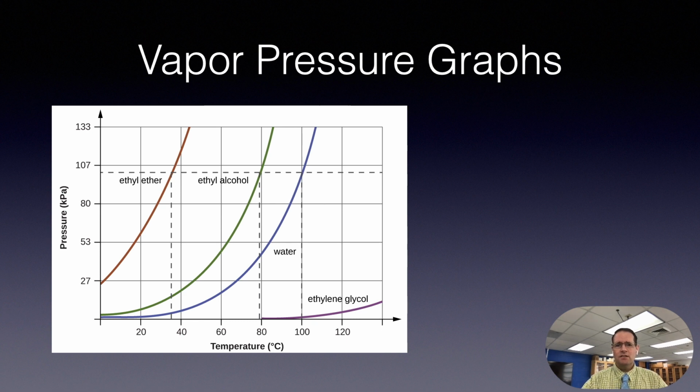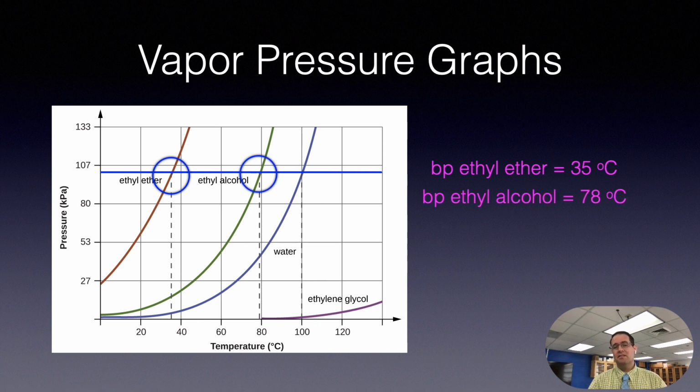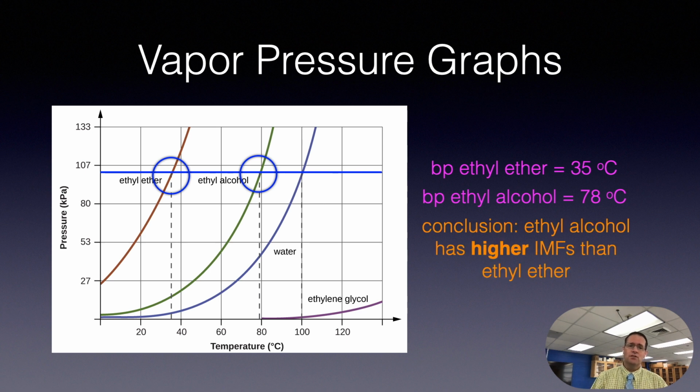Now, if we take a look here at the normal pressure, okay, which would be, in our case, 1 atmosphere or 760 millimeters of mercury, we can see that the boiling point of ethyl ether is 35 degrees Celsius, okay? This other substance here, ethyl alcohol, has a boiling point of 78 degrees Celsius, okay? So what conclusion we can draw here is that ethyl alcohol has higher intermolecular forces than ethyl ether because its boiling point is higher.